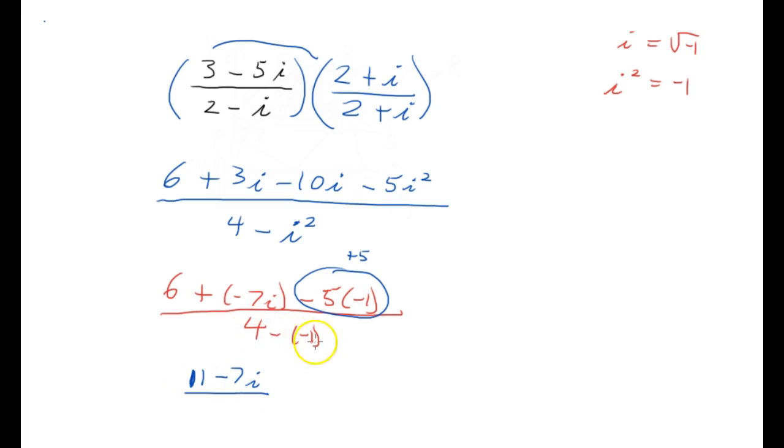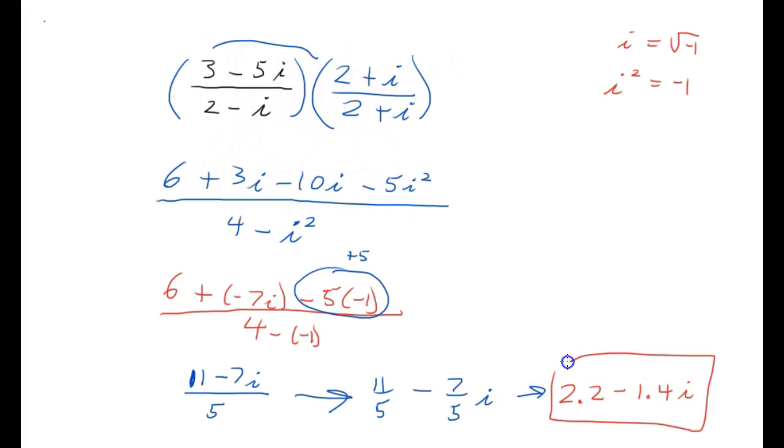In the denominator, we have 4 plus 1, right? Minus the negative 1 is plus 1. 5. Now we can divide, we could write this as 11 fifths minus 7 fifths i, or you could turn that into a decimal if you want, and that would equal 2.2 minus 1.4i. So either answer is acceptable, actually, fraction or decimal, but those are both in standard form.